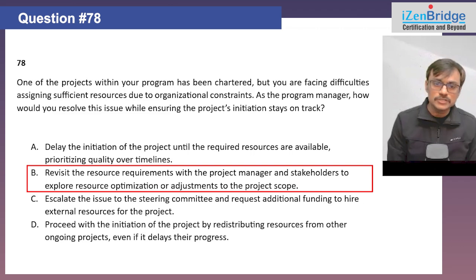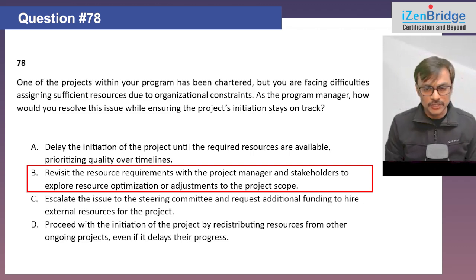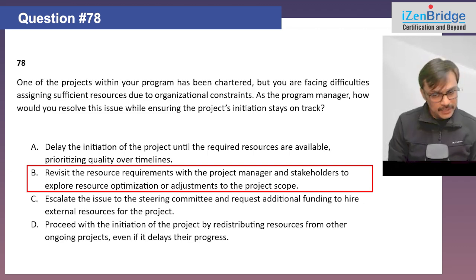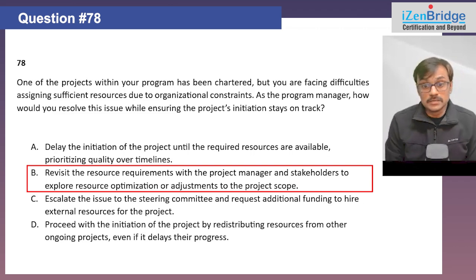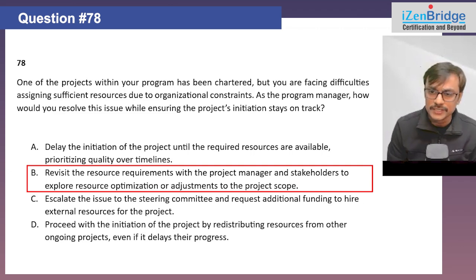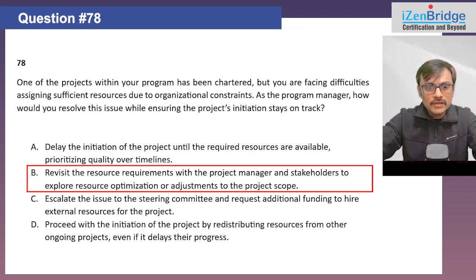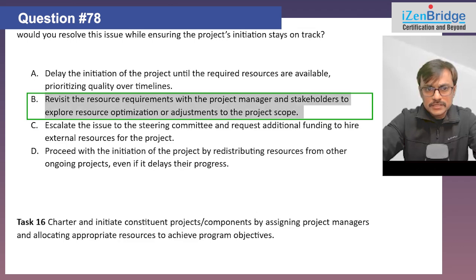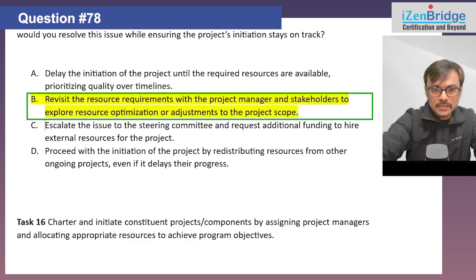option B is saying revisit the resource requirement with the project manager and stakeholders to explore resource optimization or adjust to the project scope. So we are looking for utilization and overall alignment and the adjustment to a project scope, which may result in bringing people from outside, which may result in changing the scope, which may result in probably delaying the project also. But looking at a revisit is a good idea. Let's revisit the situation so that we understand the situation better. So that way we can go with option B in this particular situation. So revisit, and option B is the right answer here.